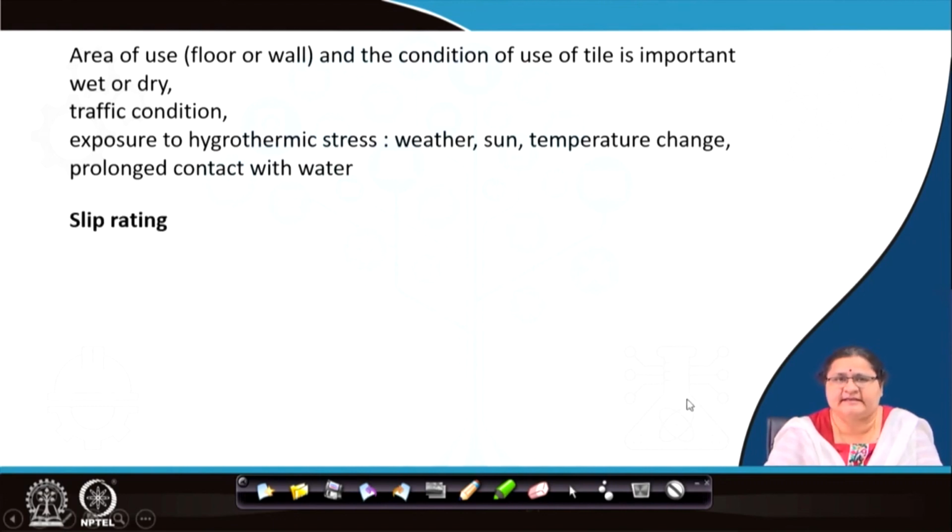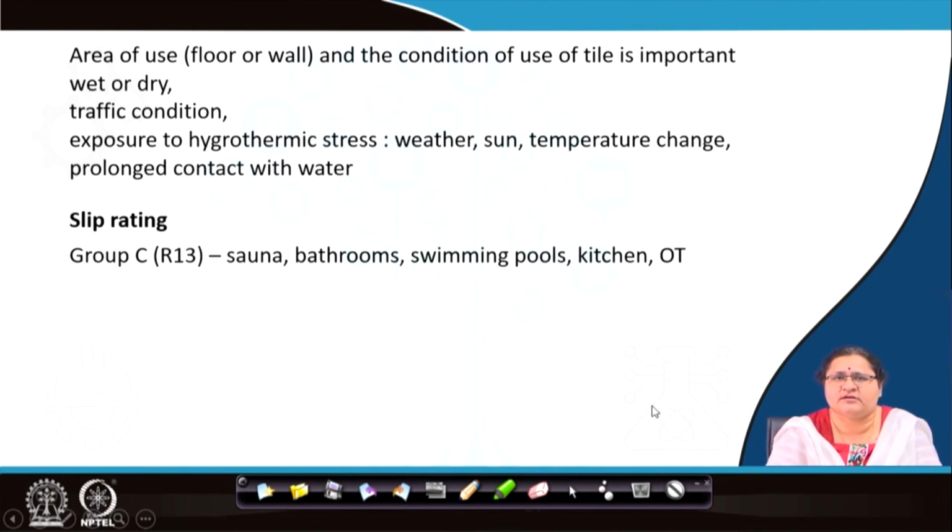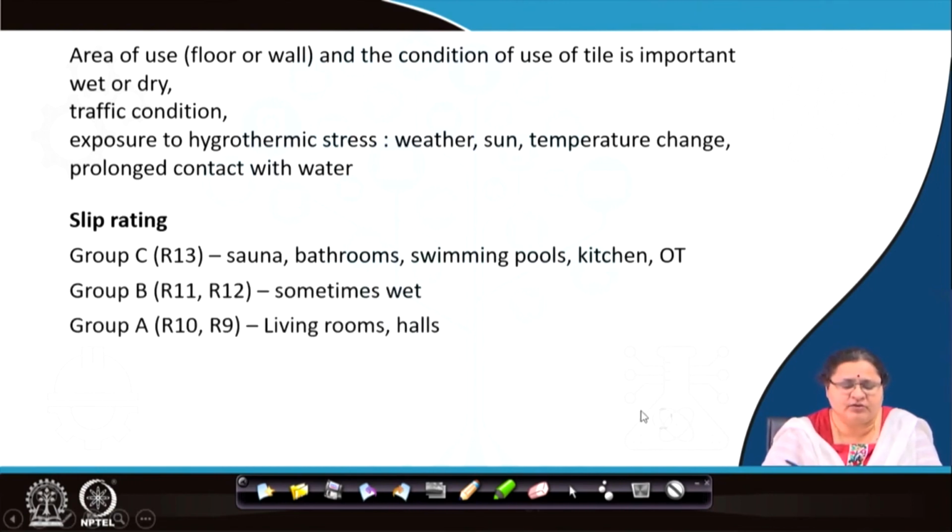So, there is a slip rating on the top of the box: group C, group B, group A. You can understand by seeing the grouping. Group C will be for the water areas. You see also the operation theatre is there, so nothing will stick to it. Group B, it is sometimes getting wet. Group A, it is hardly getting wet. It is dry. Group C is all wet, next is sometimes wet, the last is mostly dry, occasionally wet.